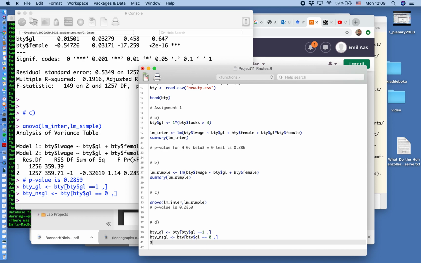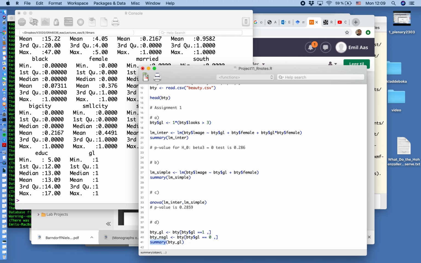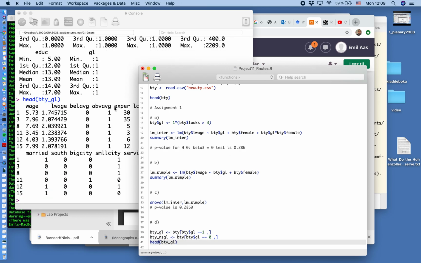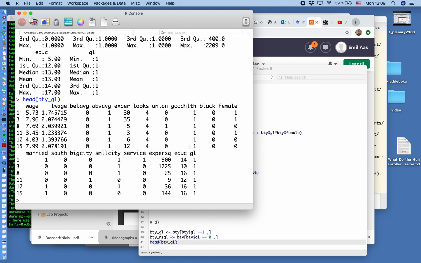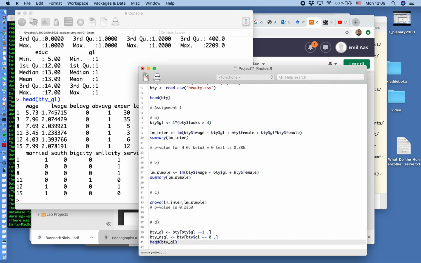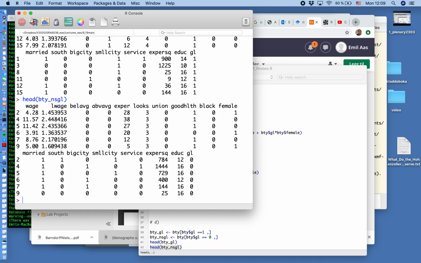So now we have these two data frames. We can have a look at them to see if everything is correct. So not summary, but head. Here we see that for the good looking people, the GL variable is equal to 1 for all of them. And for the not so good looking people, it's supposed to be 0 for all of them, which it is.